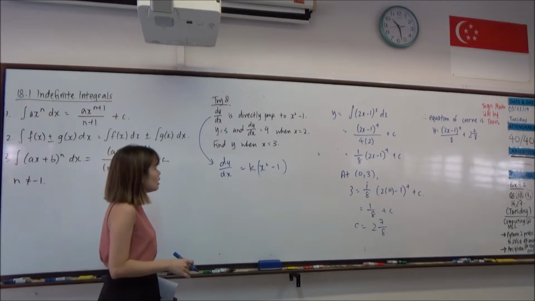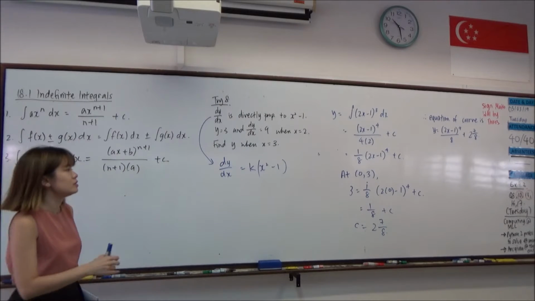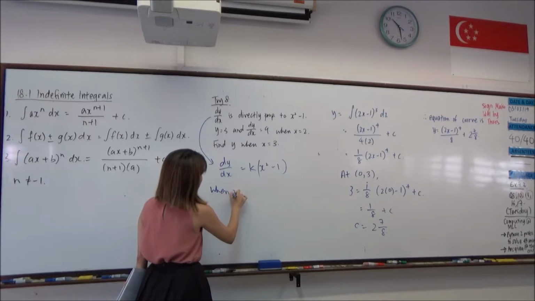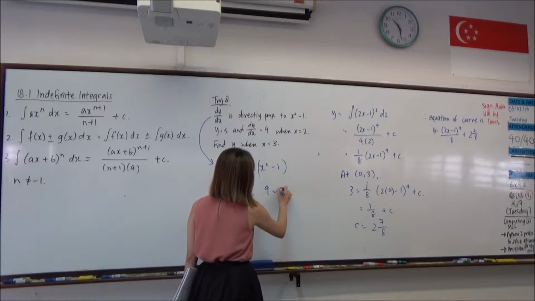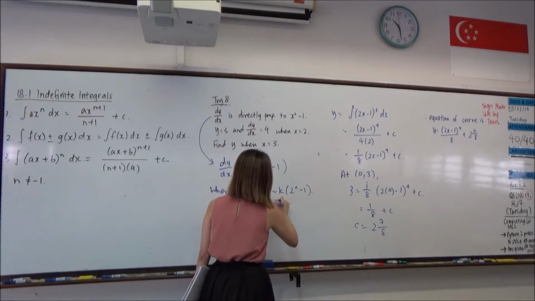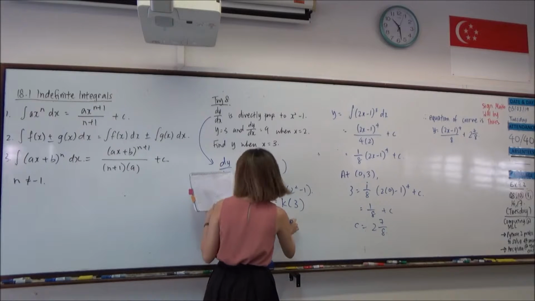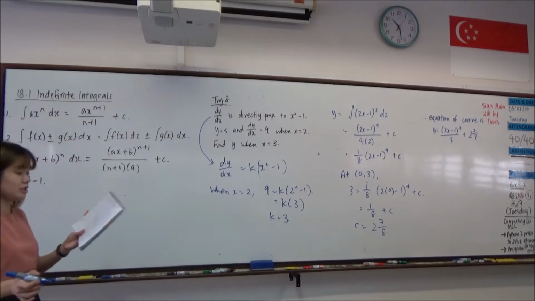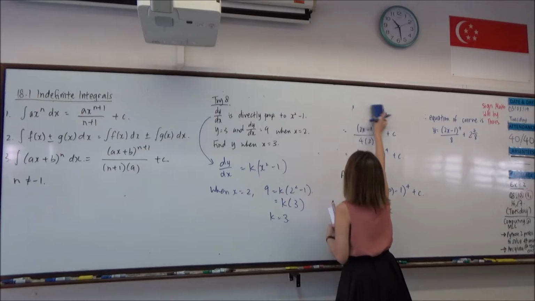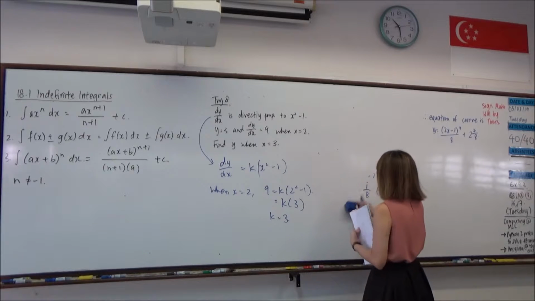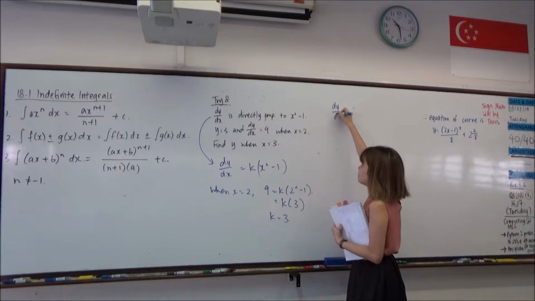Then after that, we have this second piece of information. We can find out when x equals 2, we know that dy over dx is 9. And we find that k is equal to 3. So therefore, we can find the exact expression for the gradient.